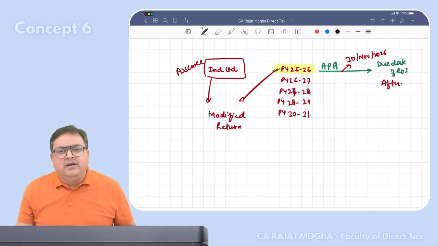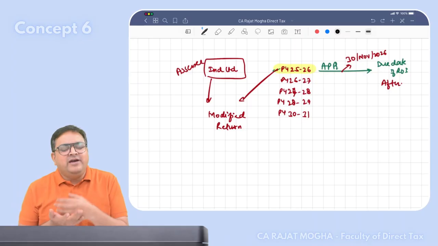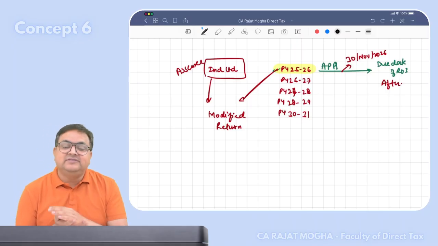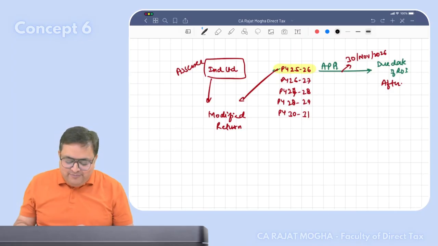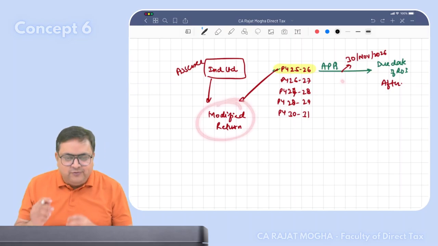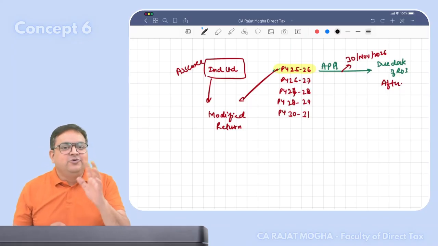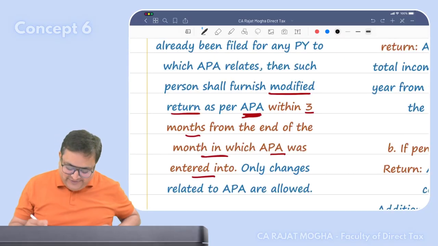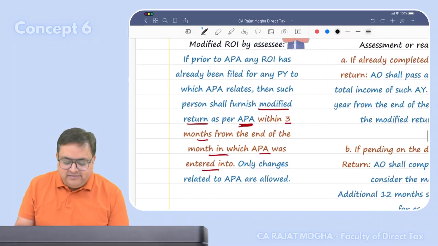Now, what will IND Limited think? Indians are so smart. What will they think? Okay, since I am filing a modified return, let us change some other things also, which are not international transactions, which are not related to this APA. Is it possible? Not at all. Modified return is only for APA. So whatever is changed due to APA, only that change you can incorporate. You cannot incorporate XYZ changes. So it says only changes related to APA are allowed, not other changes. Easy, right? Very, very important.